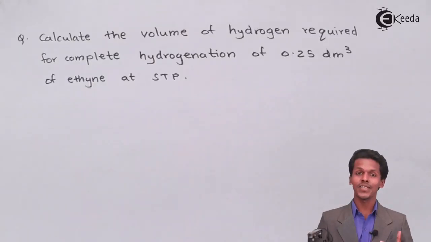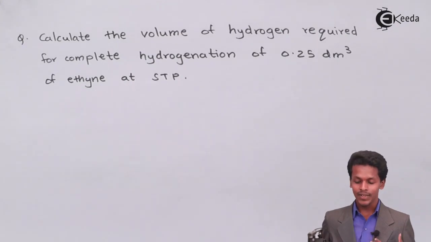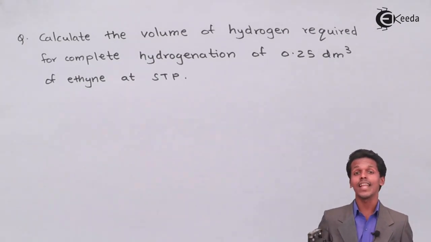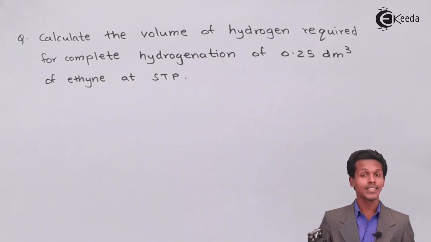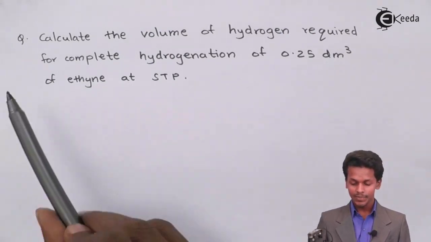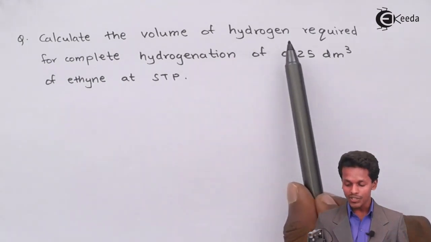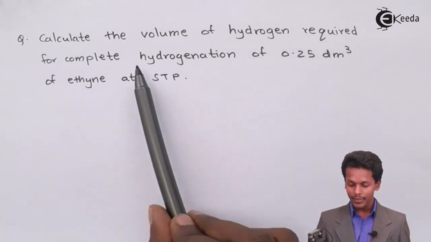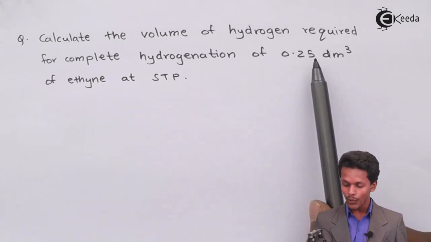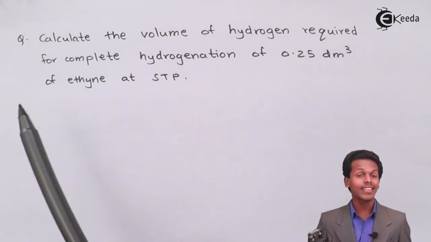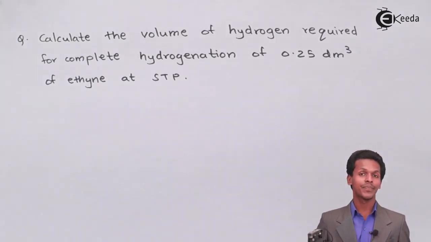So friends, as mentioned on your screen, there is a numerical which is based on the law of chemical combination. So let us see and understand what the question is asking. First, we have to calculate the volume of hydrogen required for complete hydrogenation of 0.25 dm cube of ethyne at STP.